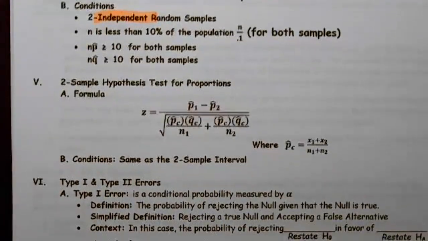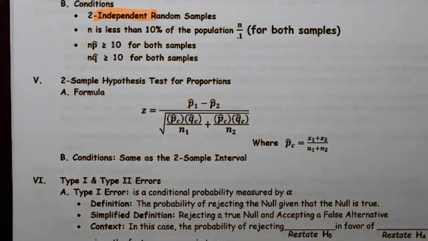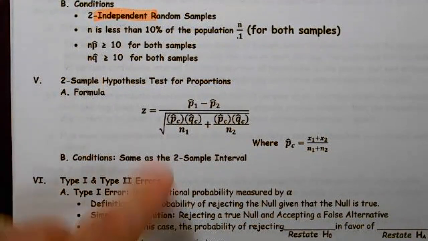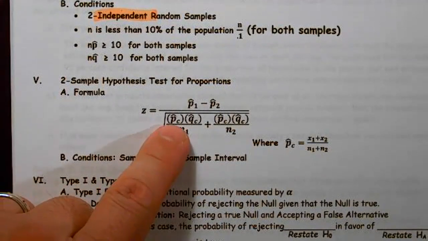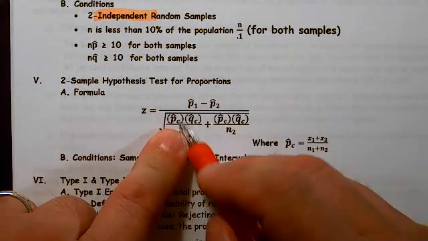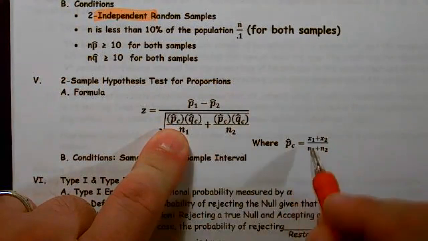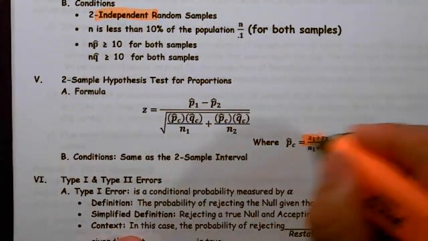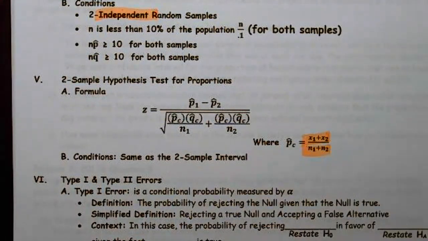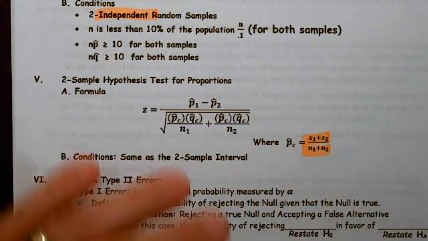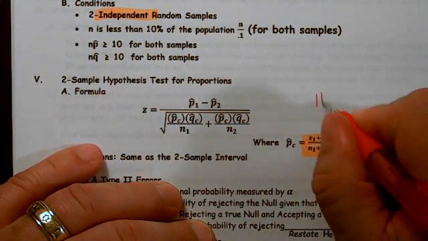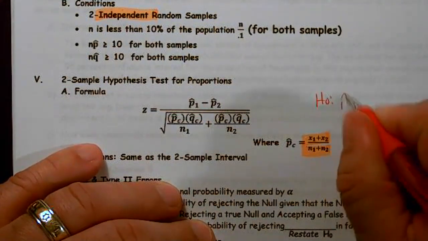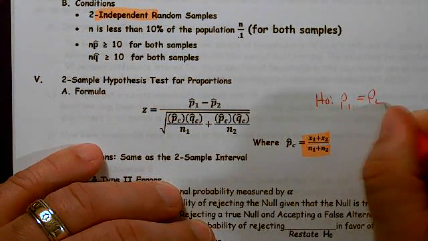Then we get to the more difficult problem, which is the two-sample hypothesis test for proportion. Because here we're no longer using P naught, and this p hat is not x over n. It is the combination of my successes for both samples. And there's a reason why this is done. It's because the null hypothesis is essentially P1 equals P2.